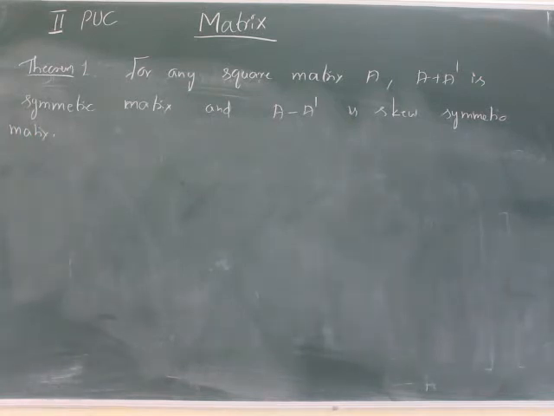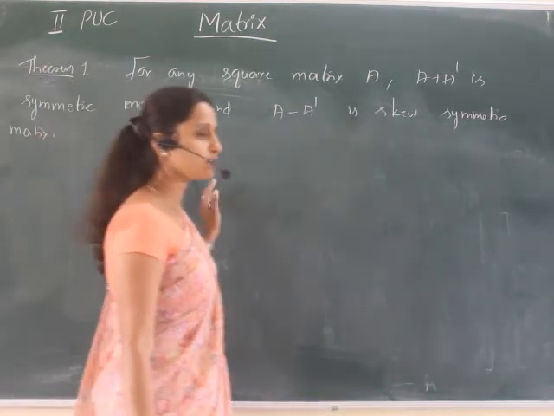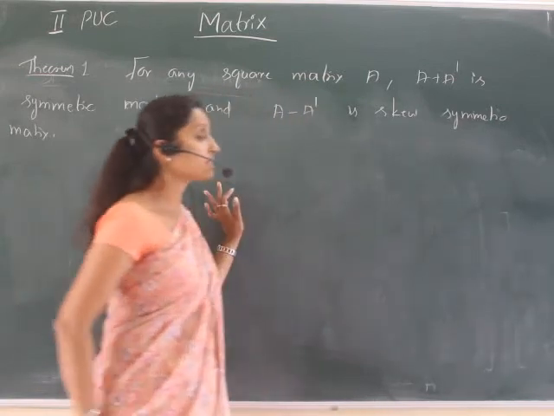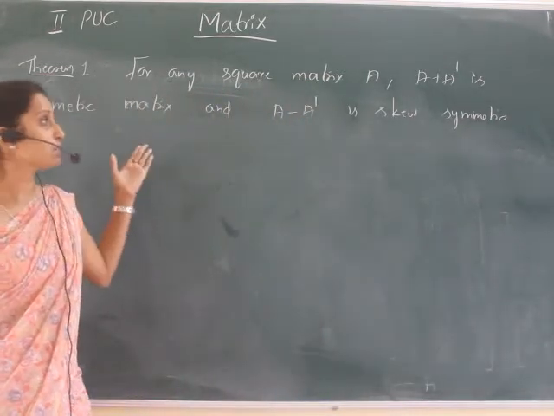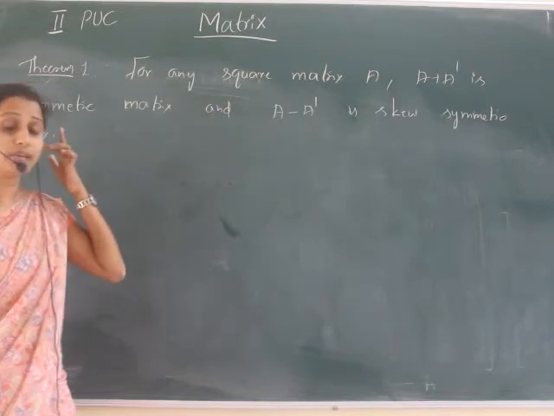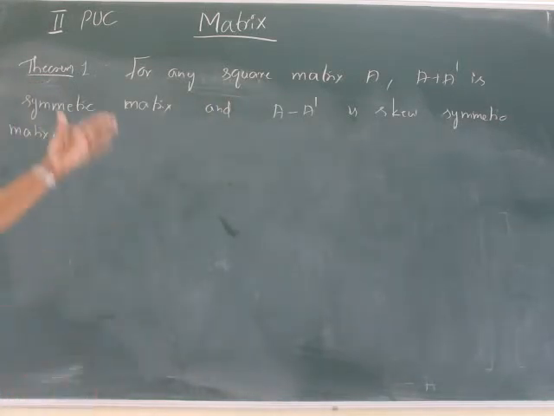This is very important. You should always know that A plus A transpose is always symmetric and A minus A transpose is always a skew symmetric matrix. So this may be asked to find, or it may be asked to prove, to show it is symmetric and skew symmetric, for 2 or 3 marks. So this is one of the important theorems. How to prove this?